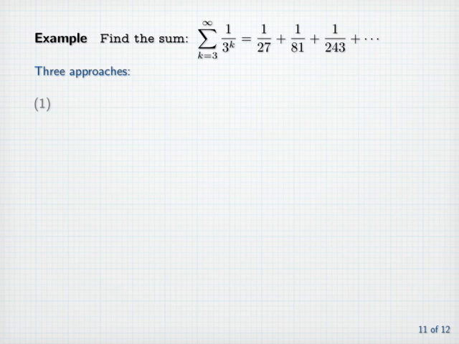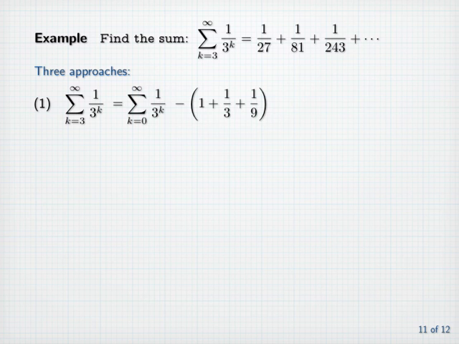The first approach is to simply rewrite the sum from k equals 3 to infinity of 1 over 3 to the k as the sum from k equals 0 to infinity of 1 over 3 to the k minus the first 3 terms, 1 plus 1/3 plus 1/9. Now we apply the usual formula to the sum from k equals 0 to infinity of 1 over 3 to the k and get 1 over 1 minus 1/3, and then subtract 1 plus 1/3 plus 1/9, which equals 13/9. So we have 3 halves minus 13/9, which equals 27 over 18 minus 26 over 18 equals 1/18.